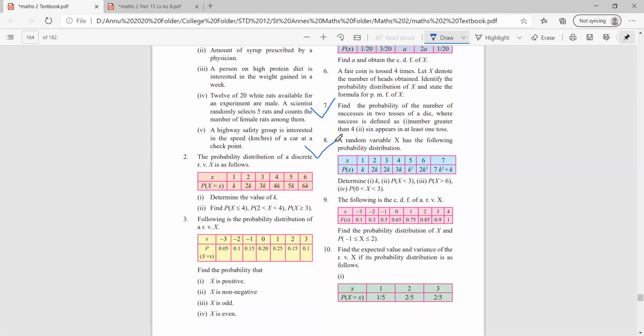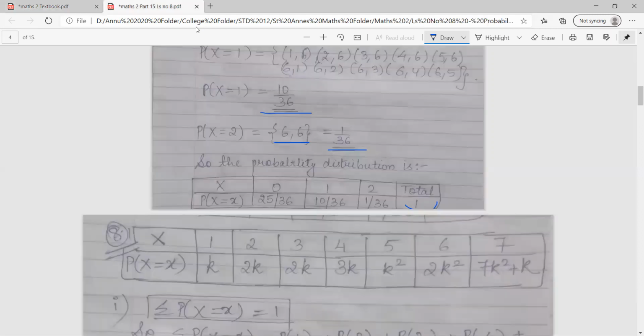Moving on to sum number 8. A random variable x has got the following probability distribution. The values of x and p of x are given to you all and they are in terms of k. So the very first question they are asking is find out the value of k. So we have done such kind of sum. As you can see, we have solved sum number 2. Above you can see we have solved sum number 5. So it's a similar kind of sum.